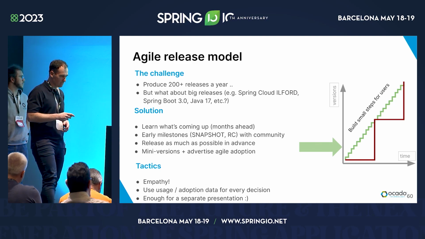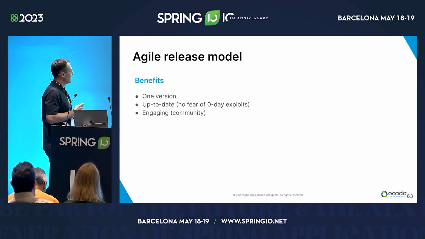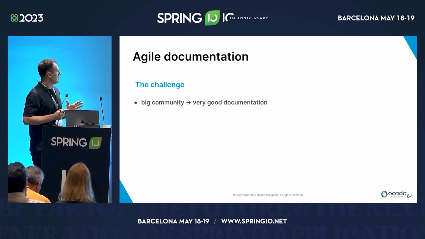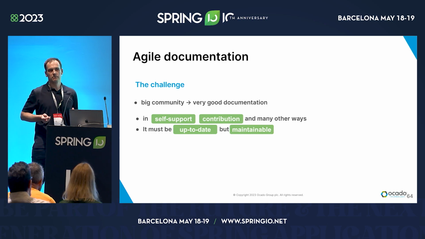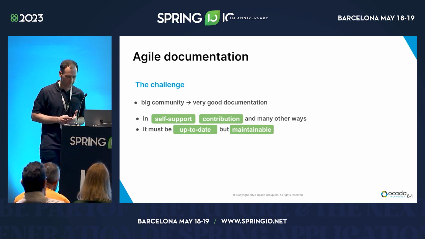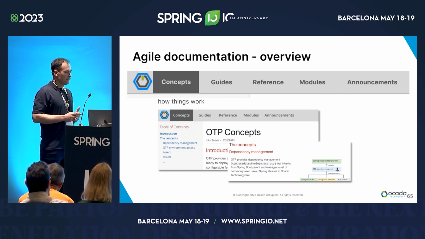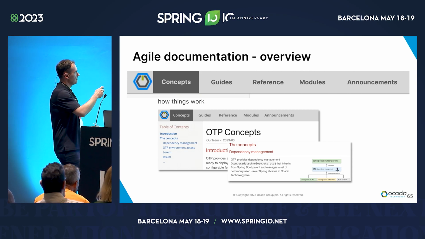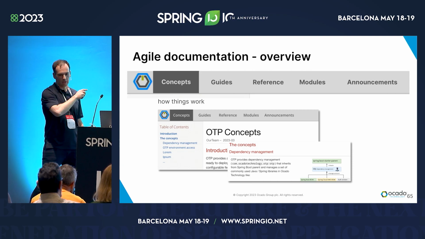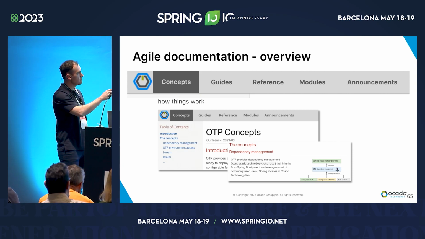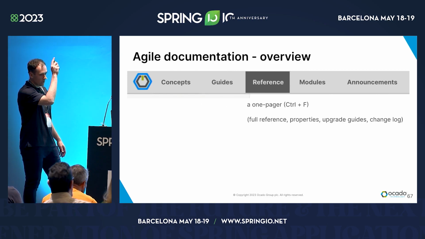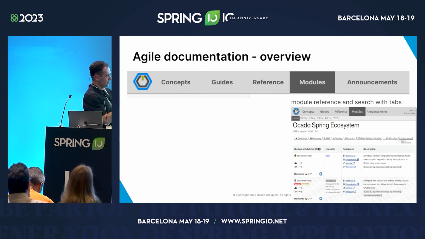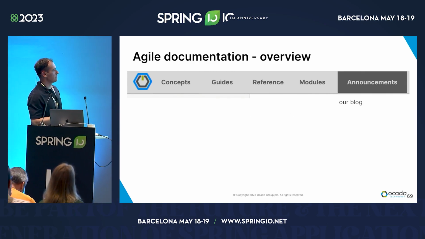But that's enough data for a separate presentation. And documentation, I'll only say the challenge is it has to be good, has to be big, and has to be up to date, and has to be maintainable. So this is the challenge. We've already covered what we wanted to say about it. We've got 5 types of documentation very similar to what Spring Boot has. We have high-level concepts, guides, a one-pager reference with a Control-F, Command-F feature, the SPA with modules, and our blog.